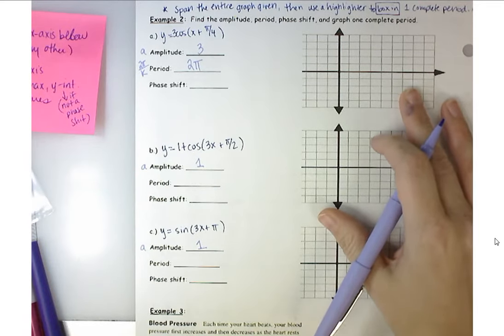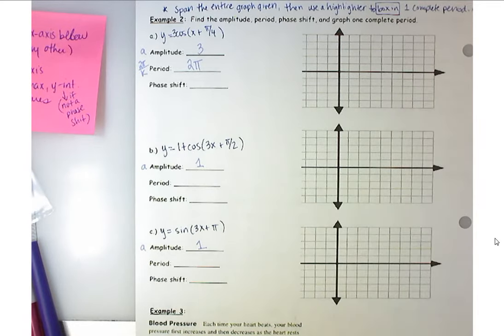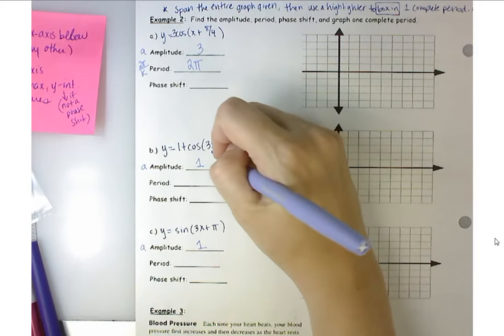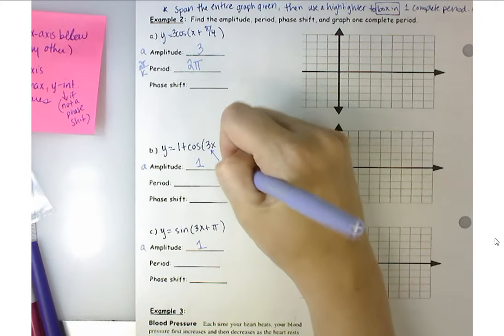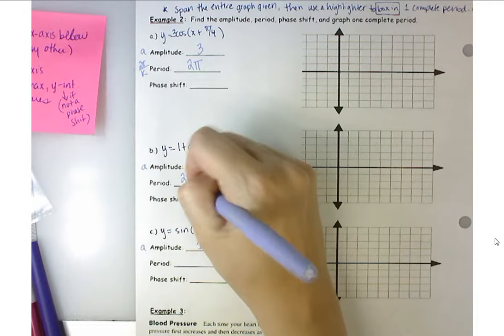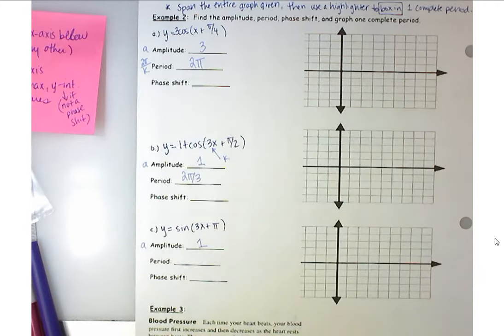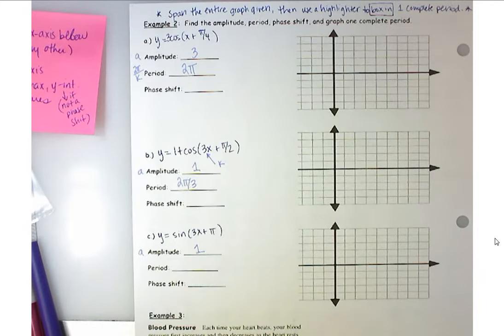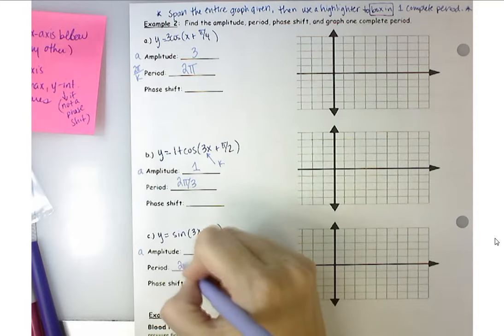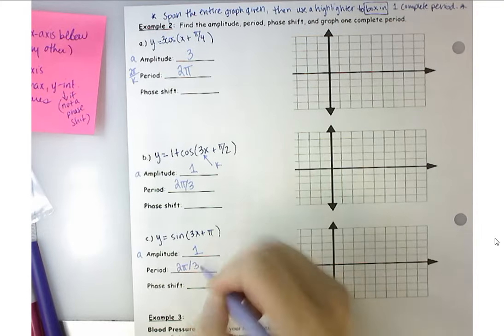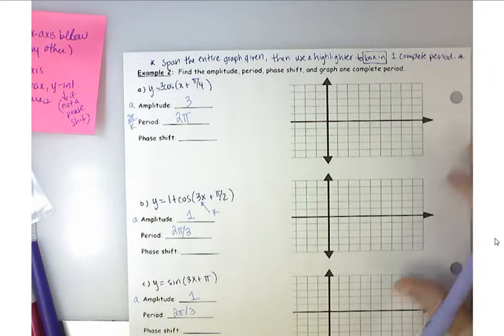All right, so then our k value for B is what? 3. Okay, so in front of the x is 3, so your period is going to be 2 pi over 3. What about for C? Same thing, 2 pi over 3. Okay, and then we'll do the phase shifts with each one as we get there.